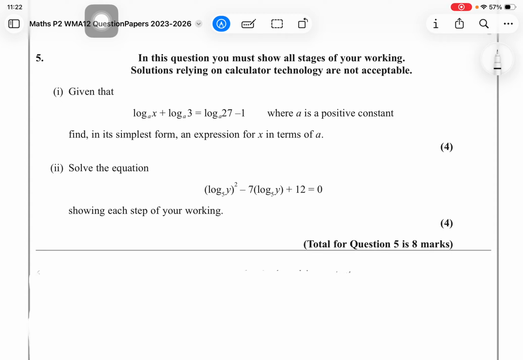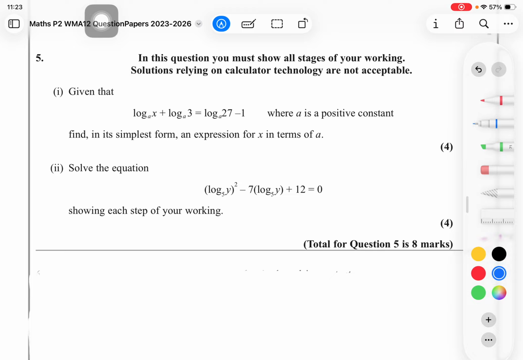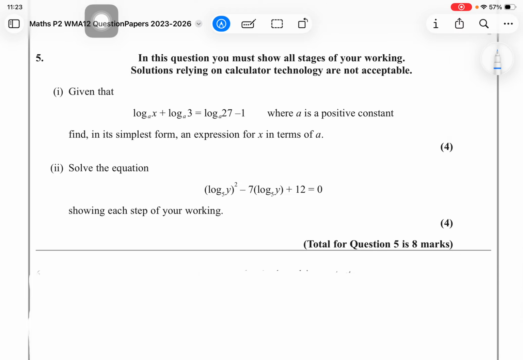Okay, now they're talking about question number 5. This is with logarithms. In this question, a is a positive constant, and we need to find, in the simplest form, an expression for x in terms of a.